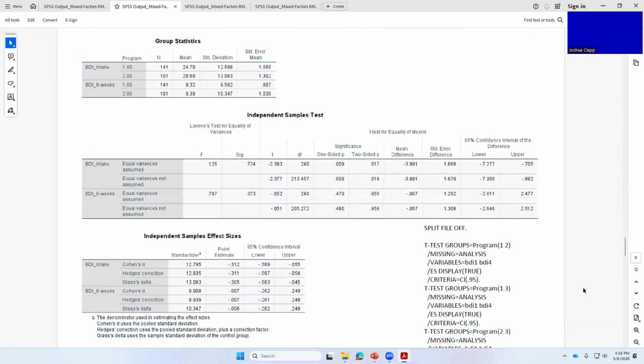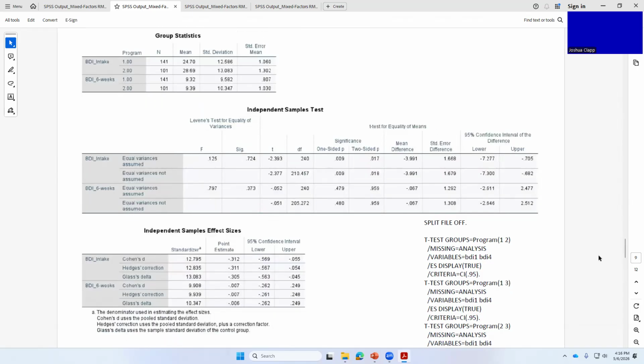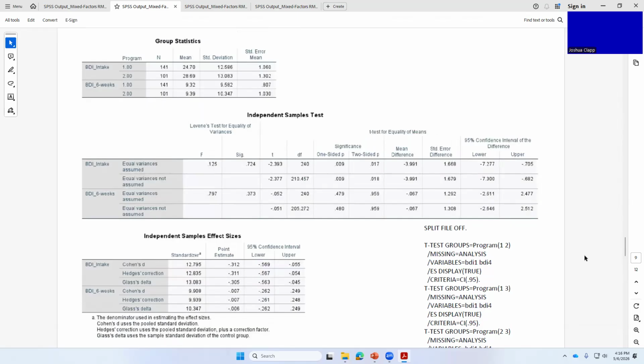Then what we can do is go through, and what I did here, given the type of design that we set up, we had talked about setting this up as a Benjamini-Hochberg, okay? So what we've got here is just differences in program 1 versus 2 at intake and 6 weeks, okay? And are we seeing differences across program 1 and 2 at intake and 6 weeks?